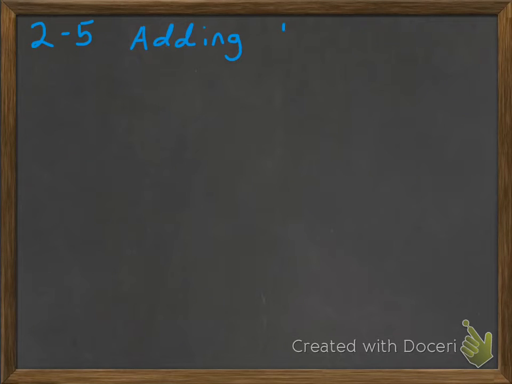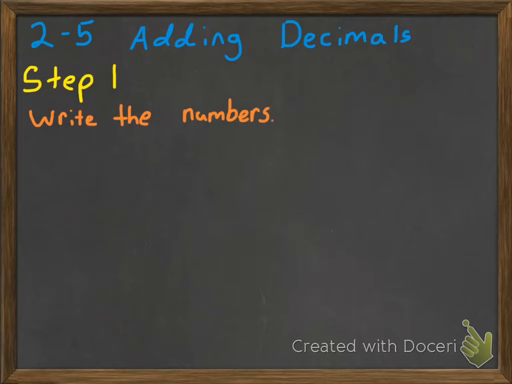For today's lesson in 2-5, we have adding decimals. There's only a couple of steps for adding decimals. And step 1 is to write the numbers and line up your decimals. So what does that look like?